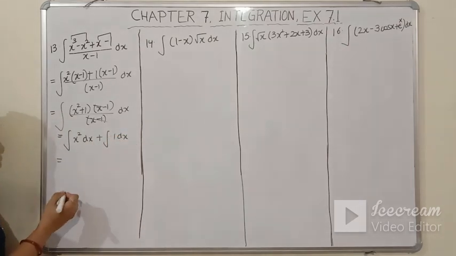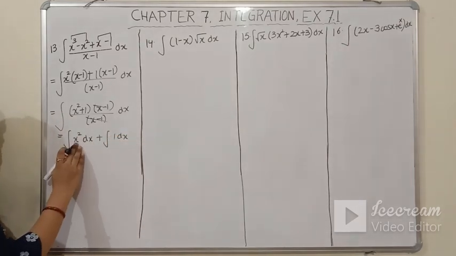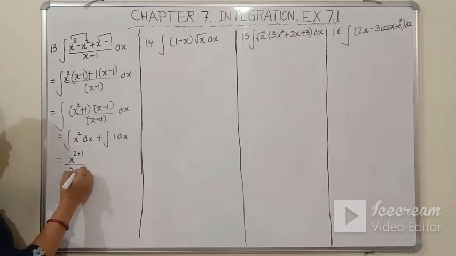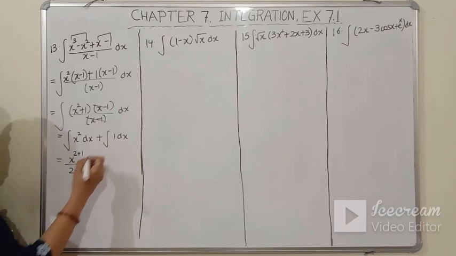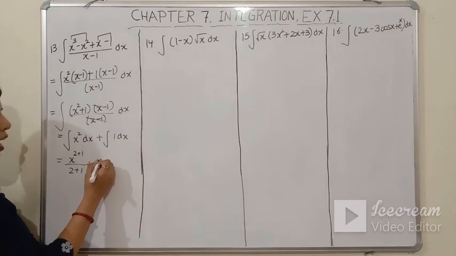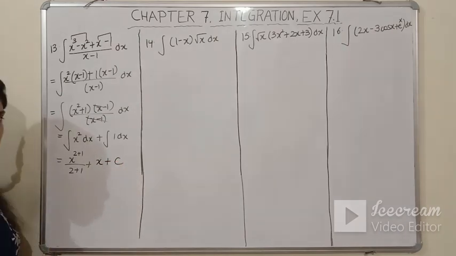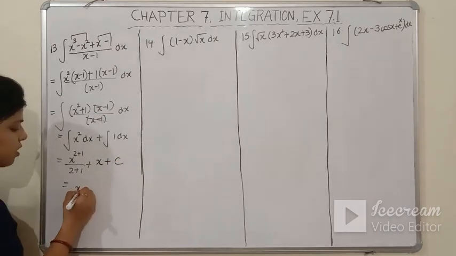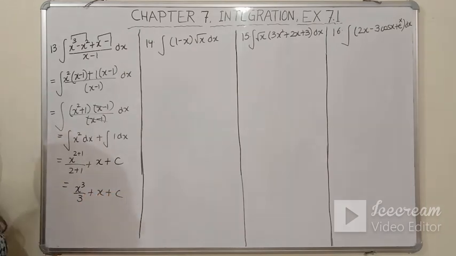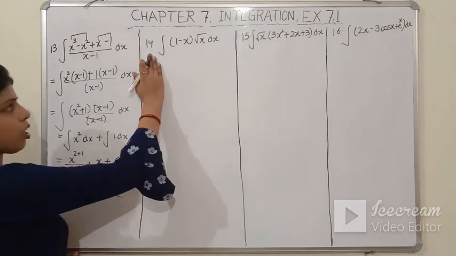So I get the formula of integration of x raised to power n, that is going to be x raised to power n plus 1 upon n plus 1, plus the integration of 1 will be x plus c, where c is a constant of integration. So the final answer is x cube upon 3 plus x plus c. Moving on to next question, that is question number 14.